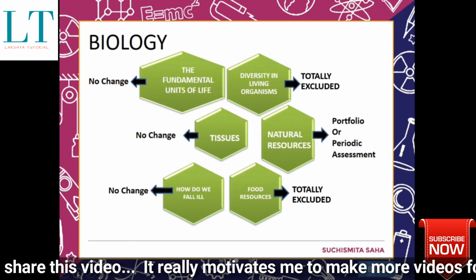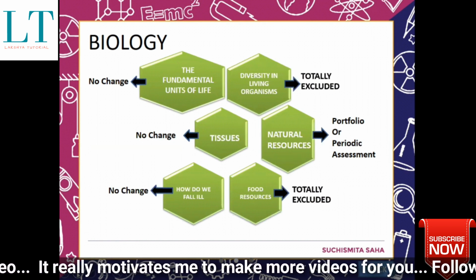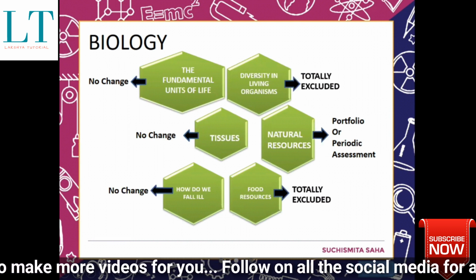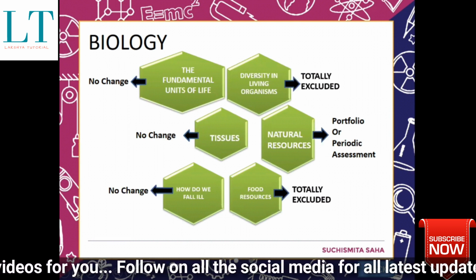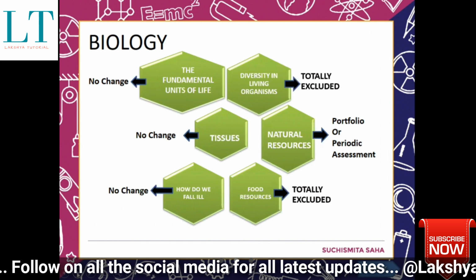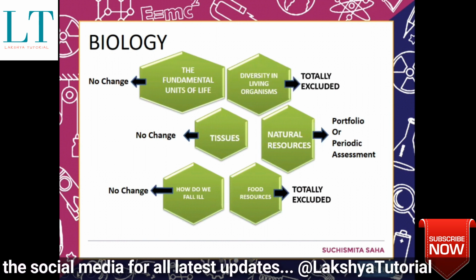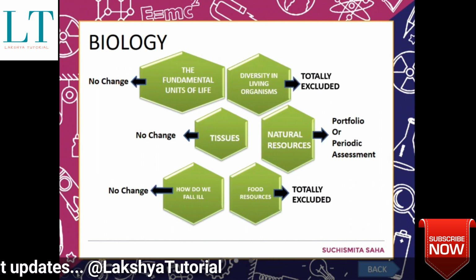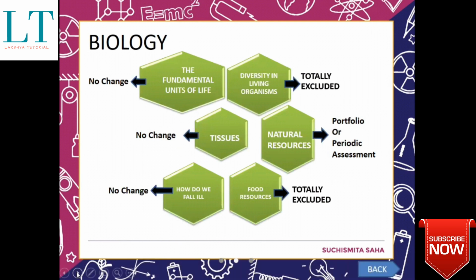Diversity in living organisms is totally excluded from the syllabus. Natural resources, this whole chapter, is kept for portfolio or periodic assessment. That means no questions will come in the final papers from this particular section. And the last unit, if you remember, has only one chapter, which is food production. In the book it is named food resources, and that chapter is totally excluded from the syllabus.